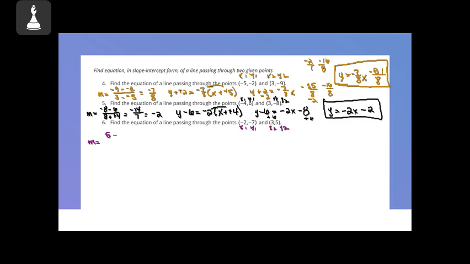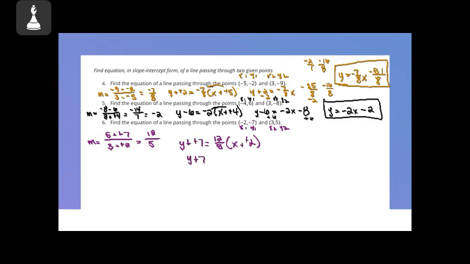Two negatives make positives. 5 plus 7 is 12. 3 plus 2 is 5, and this one does not reduce. So we'll go to our form. y minus y1, which is negative 7, equals slope 12/5, open parentheses, x minus x1, negative 2. Turn my double negatives into positives. So y plus 7 equals 12/5 x plus 12 times 2, which is 24/5.